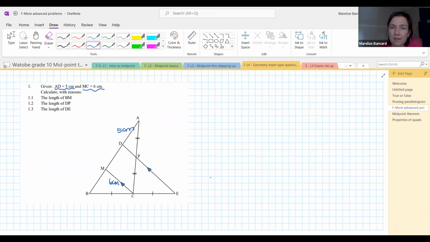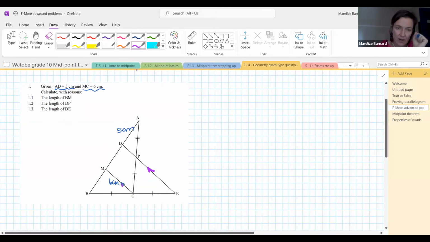Yes. Can anyone explain why it's 5 centimeters? Anyone want to raise their hand? Tell us why you think it's 5 centimeters. Okay, so let's start with what's given. What's given is the fact that these lines are parallel and C is a midpoint. So that would make M a midpoint as well.